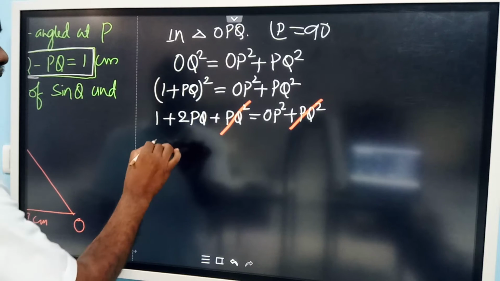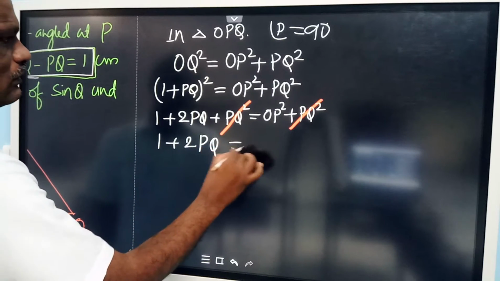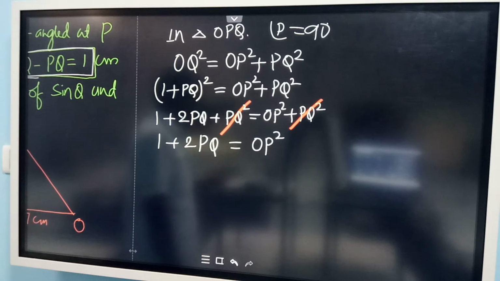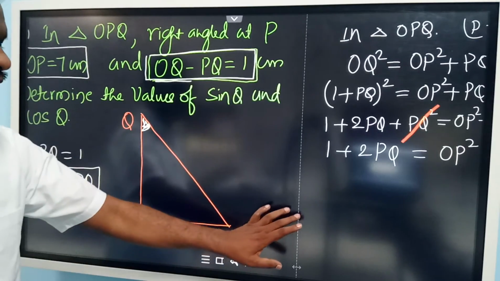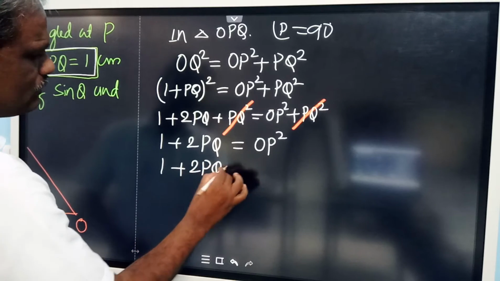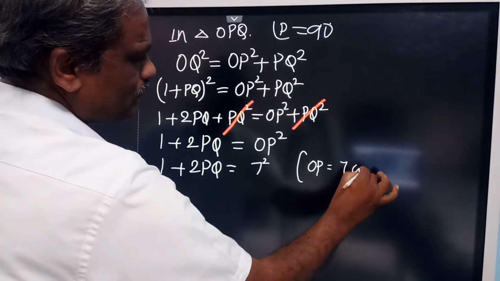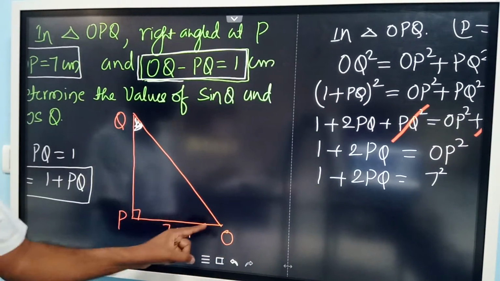So what is left now? 1 plus 2PQ is equal to OP square. But OP is equal to 7 units, so you can substitute that. So 1 plus 2PQ is equal to 7 square, because OP is equal to 7 centimeter. In the data itself it is given OP is equal to 7 units.